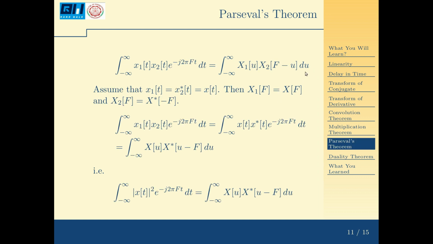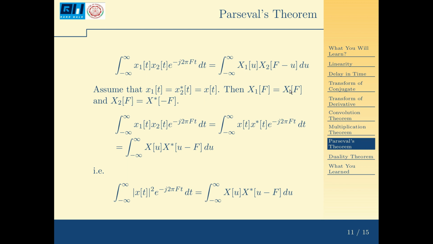Then there is Parseval's theorem pertaining to the energy of signals. So here, by the last theorem, we know that the Fourier transform of the multiplication of x1(t) and x2(t) is equal to a convolution between X1(f) and X2(f). Now assume that x1(t) is equal to x(t) and x2(t) is x conjugate (t). Suppose x1(t) and x2(t) are complex conjugates, so x1(t) is x(t) and x2(t) is x conjugate (t).